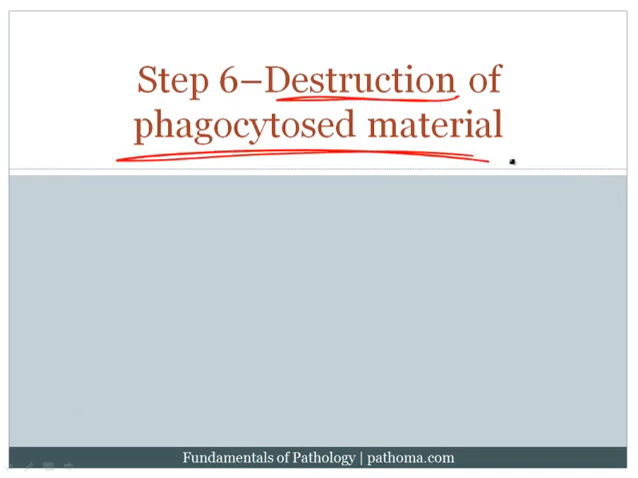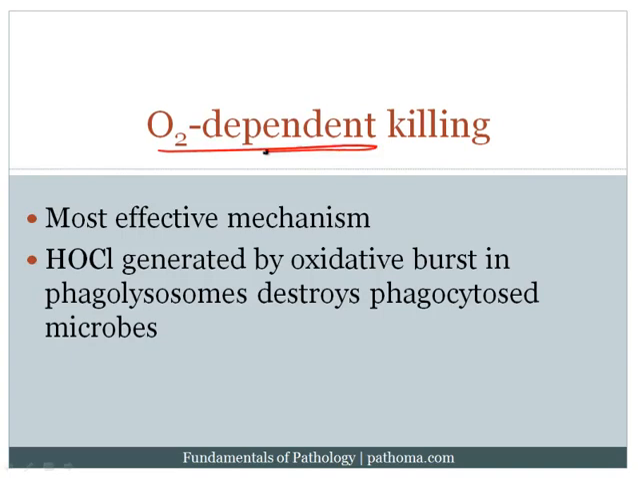The destruction of phagocytosed material can occur in two ways. Remember that there is an oxygen-dependent mechanism, which is actually the best mechanism of killing, and then there is an oxygen-independent mechanism. And so these are the two ways, and as I've already said, the oxygen-dependent mechanism is actually the most effective way by which killing occurs.